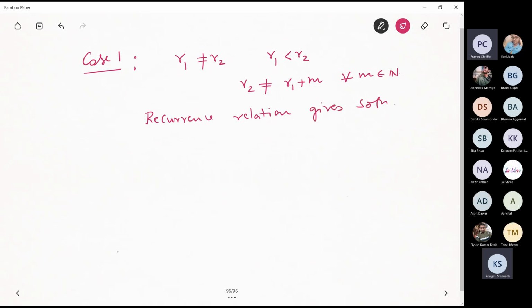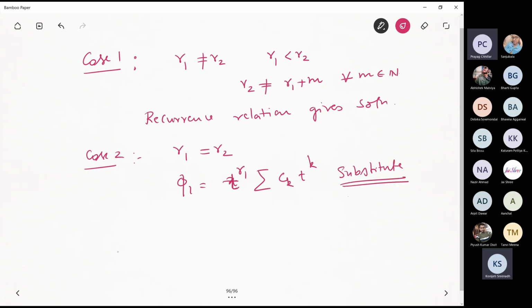And second, case 2 is when R1 equals R2, so the roots are the same. In this case, you will write one solution as x power R1, or t power R1, that's what we are using, times ck into t power k. Substitute in the equation and you will get the solution.